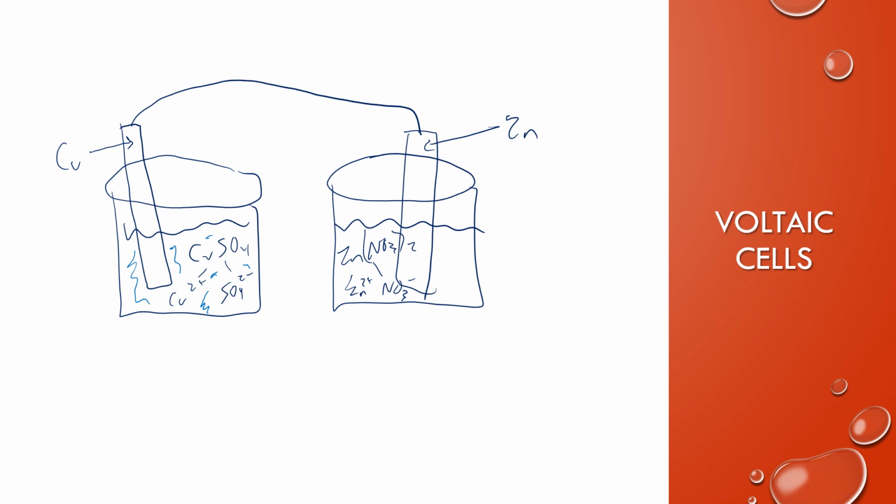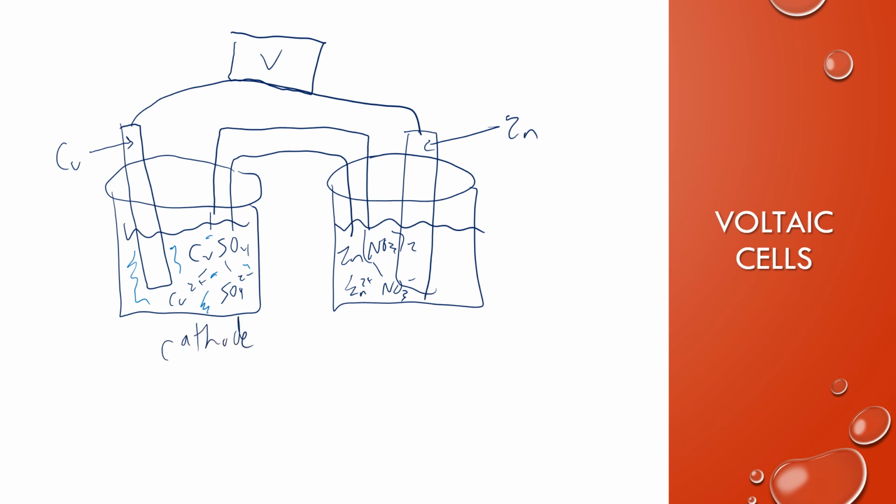Now if you were to attach this, of course, to a voltmeter, right now you would not see anything because there's no salt bridge. So I would need to add a salt bridge. Now in this situation, the copper is going to act as the cathode and the zinc will act as the anode. And so the zinc metal will be oxidized and turn into zinc ions and release electrons. And those electrons can travel through the wire toward the copper electrode.